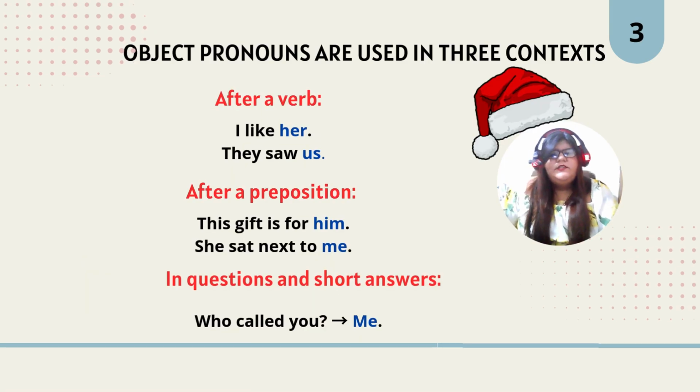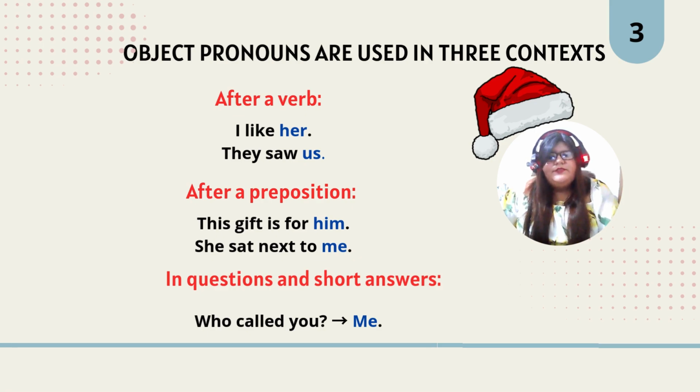Object pronouns are used in three contexts. After a verb: I like her. If you see here, the verb is like. They saw us. Saw is the verb, and the object pronoun is us, in blue.